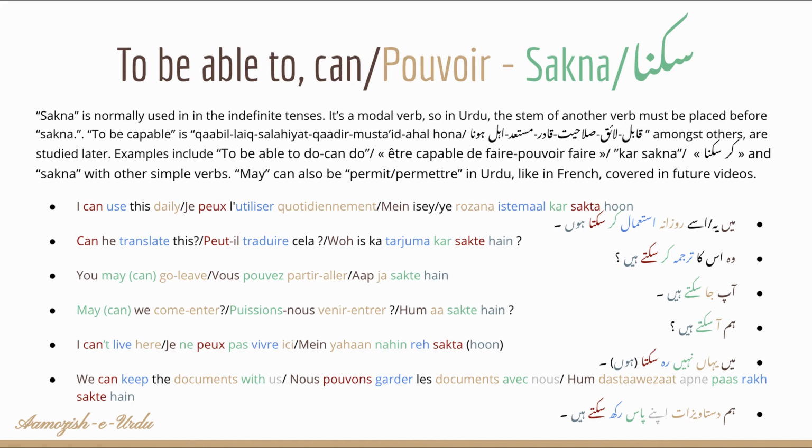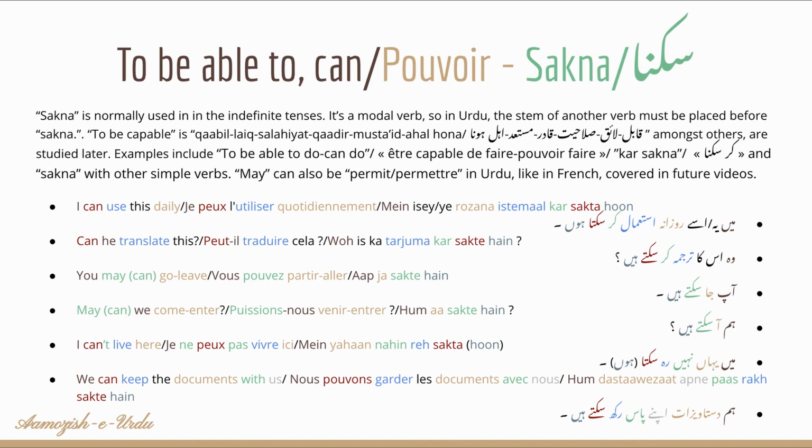We'll do that with the command form or the imperative, but for now you could say ijazat dijiye. I think we covered this previously, but that means give me permission, as a request in a respectful way. So here are the examples for today.